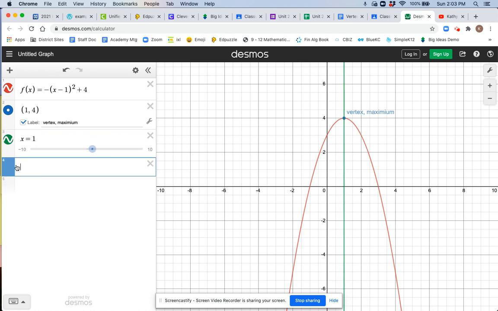The next thing I want to find is my y-intercept, so I go to my y-axis and click at the point where the graph crosses the y-axis, and I see that that is the point (0, 3). So I'm going to go over here and put the point (0, 3), and I'm going to label that as my y-intercept.